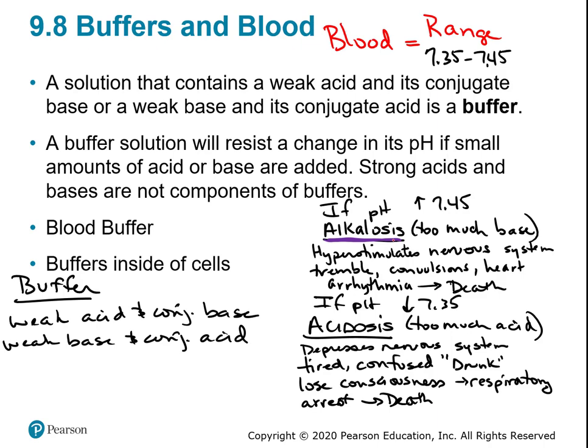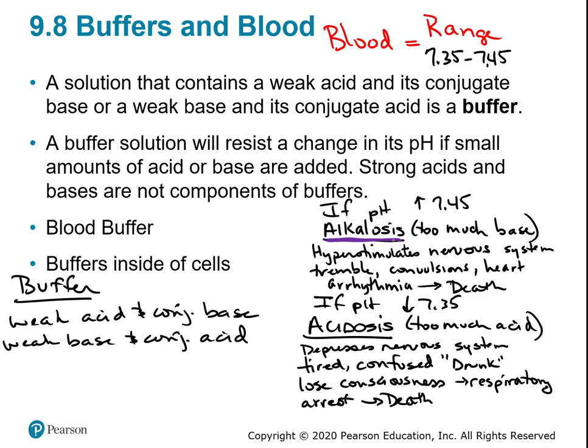Opposite side of the coin, if pH goes below 7.35, there's too much acid in the blood. This is actually much more of a common occurrence. Hopefully nobody ever has to deal with anything like this, but of the two, acidosis is much more common. So as the pH begins to drop, while alkalosis stimulates the nervous system, acidosis actually shuts the nervous system down.